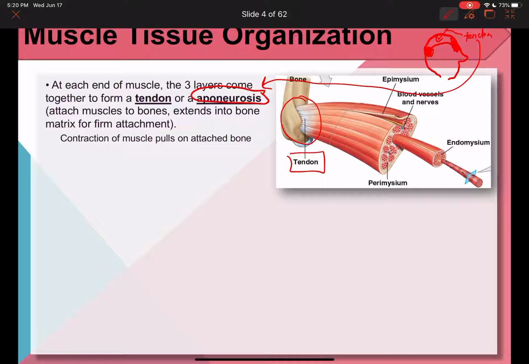So if a muscle fiber or a piece of muscle were ever disconnected from the tendon, it can contract all it wants, but you're not going to get a movement, because you need the muscle to pull on the bone in order to give you a movement.